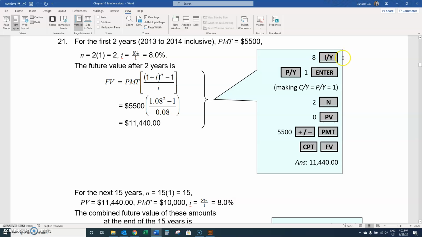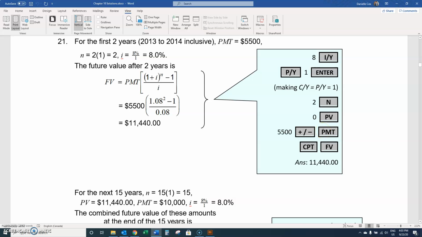So the first thing we're going to do is enter the information for that $5,500. So 8 is our interest per year, our payments per year, and our compounding a year. It's annual, so it's 1. It's only for 2 years, so n is equal to 2. Present value is 0. The payment, it's outgoing, so it's negative $5,500. And we compute our future value of $11,440. So that's those first 2 payments.